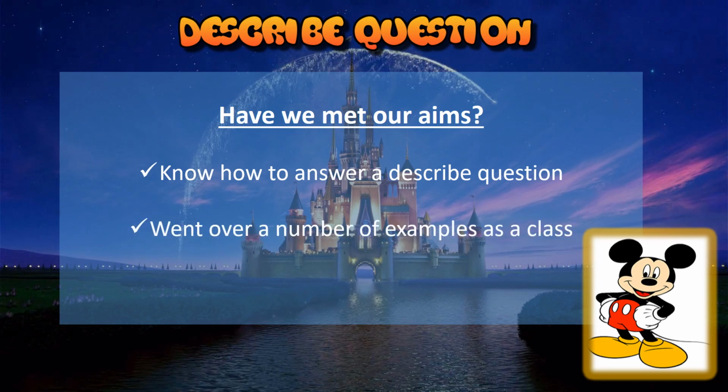Our second aim was to go over a number of examples as a class. We went over an example for Kirriemuir. We went over an example for our World War I topic. And we went over an example for the Atlantic slave trade topic. And the last aim was to have glued a template into our jotters. And again, if you've not got a hard copy of this, you can write that down in your jotter.